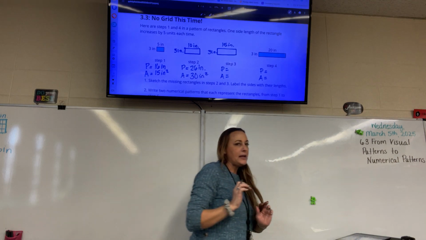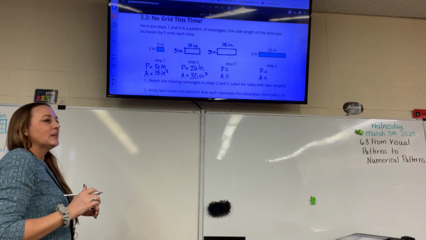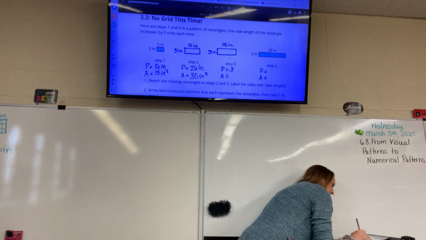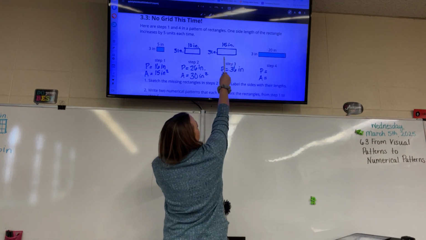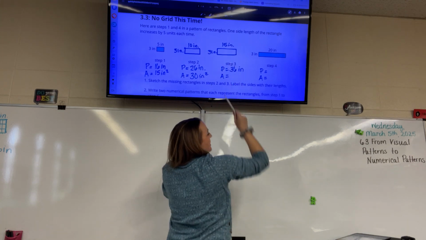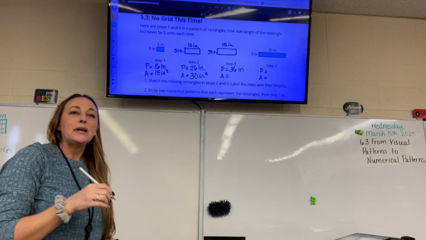Step 3. What would the perimeter be? Colton? 36. 36, yes. 36 inches, because 15 plus 15 is 30. 3 plus 3 is 6, and 30 plus 6 is 36. Athena, what would the area be?